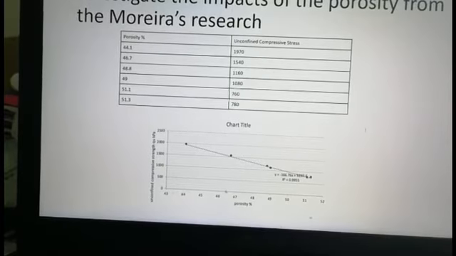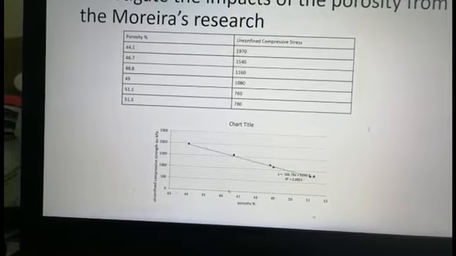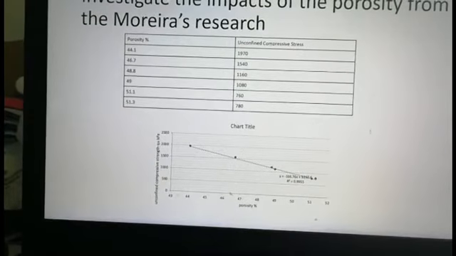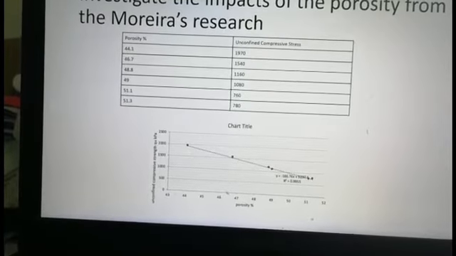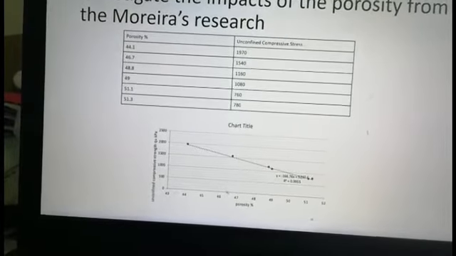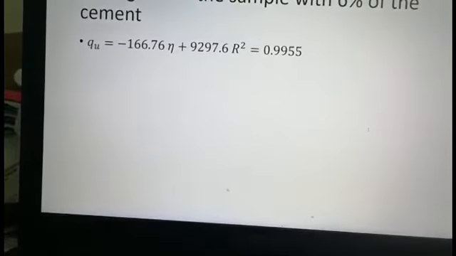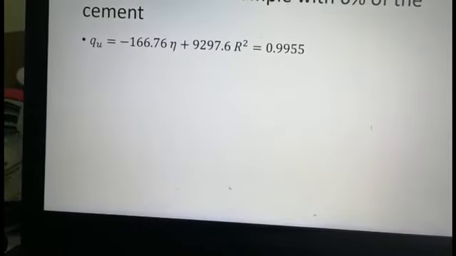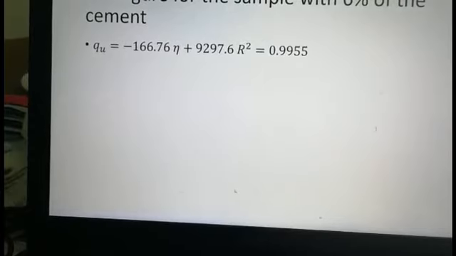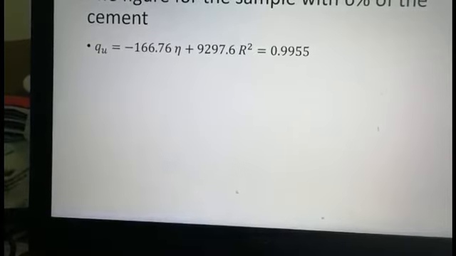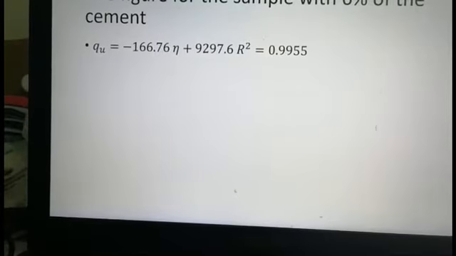In order to investigate the impacts of the porosity, this research obtains the experimental value from the Moria research. The relationship between the porosity and unconfined compressive strength has been defined in the figure for the sample with 6% of the cement.